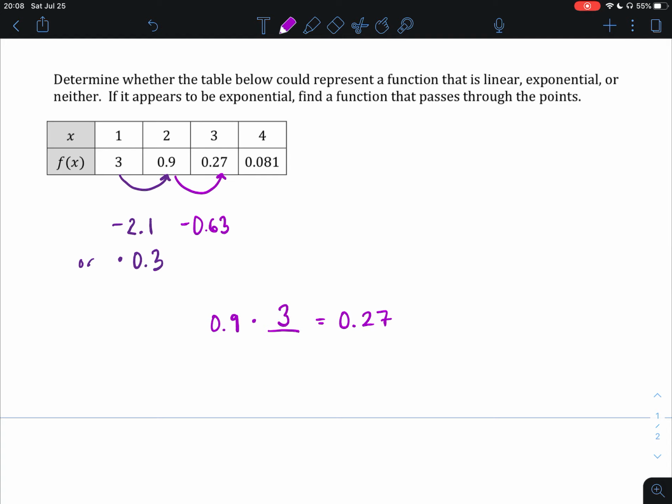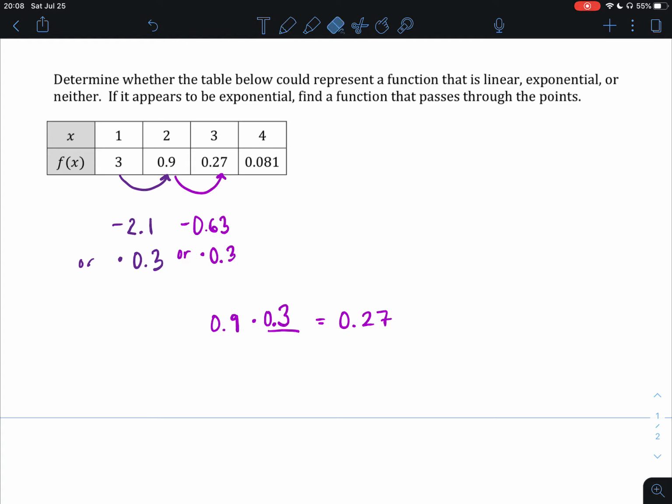In terms of the decimal places, if I have a 0.9 and I want to times it by some value with 3 involved to get 0.27, I'm going to need it to be a 0.3, right? Because then we would have the 2 decimal places. So 0.9 times 0.3 would be 0.27. So we could either subtract 0.63 or times by 0.3.